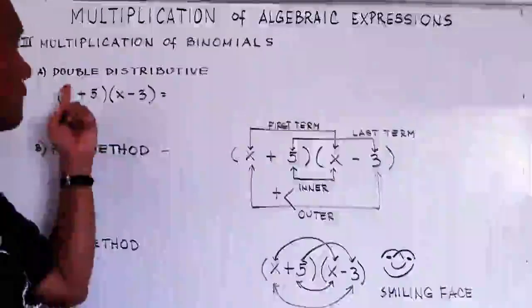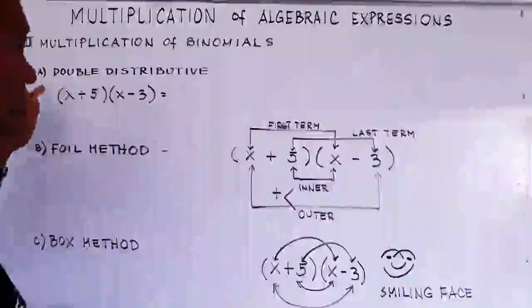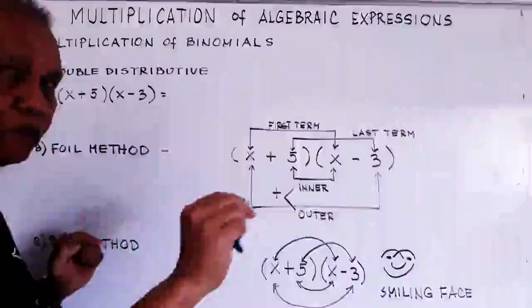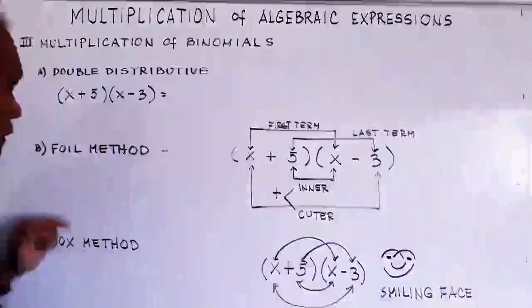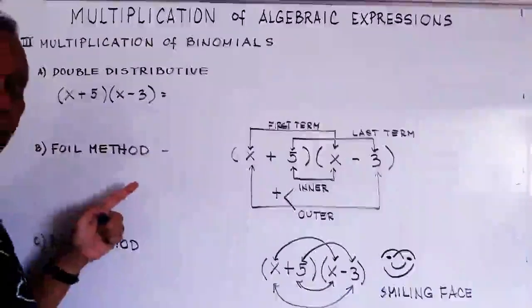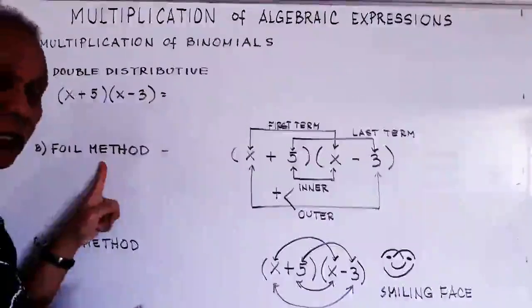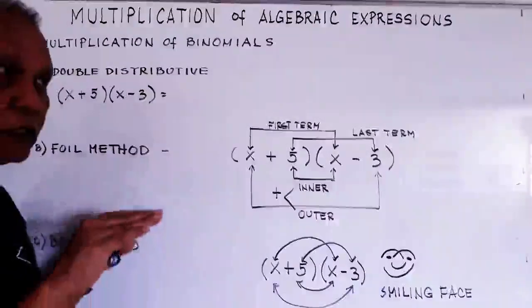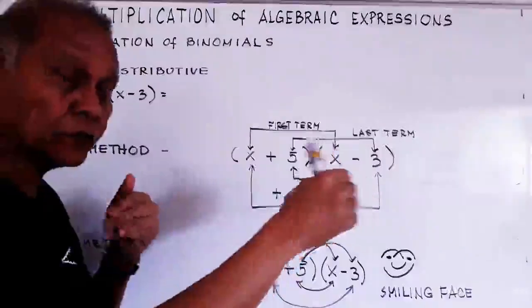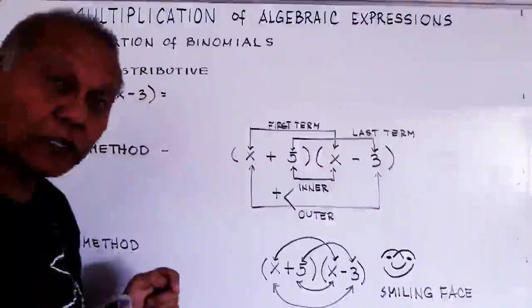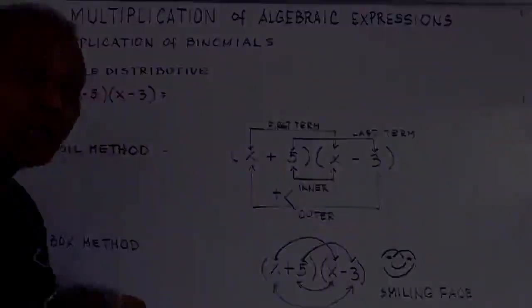Okay, let's have the multiplication of binomials class. For this one, the first method is the double distributive property, where we make one distributive and another distributive. Here is the FOIL, which is commonly used. The FOIL method is popular, and it is horizontal also. And the box method is for if you are confused by the FOIL method, then we can use the box method.